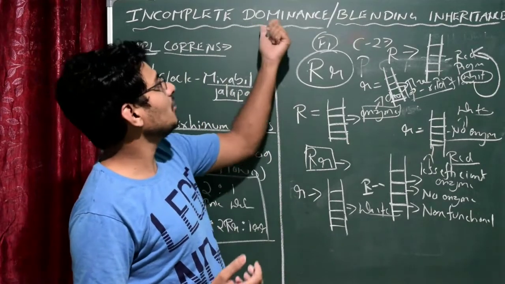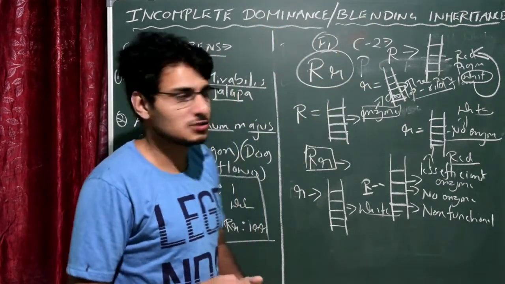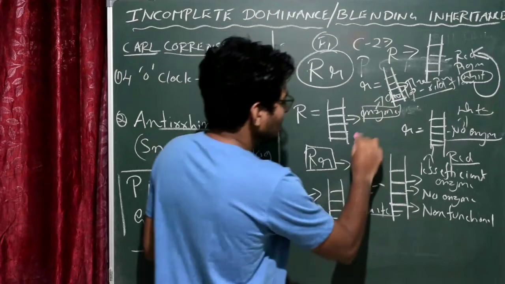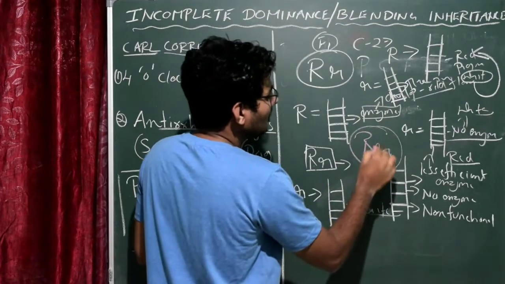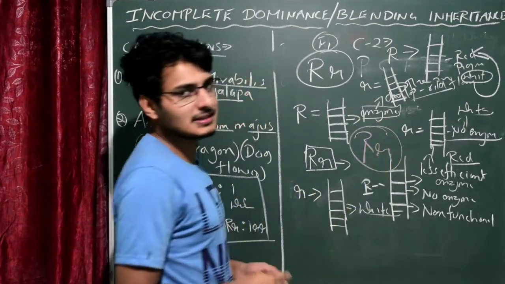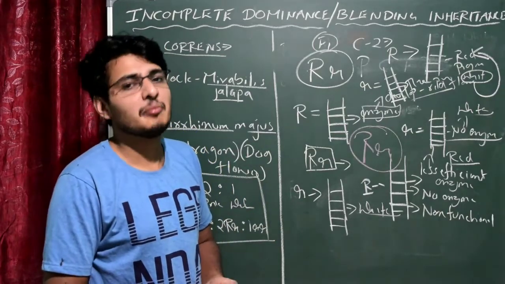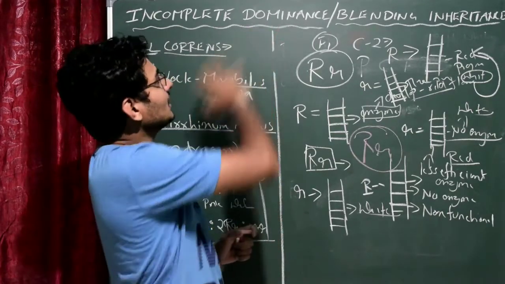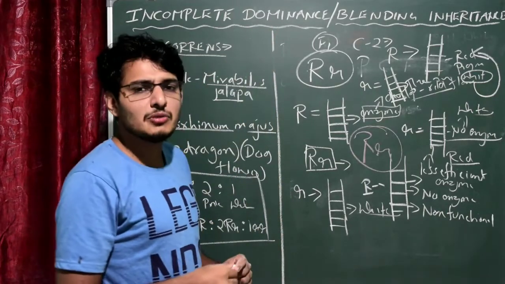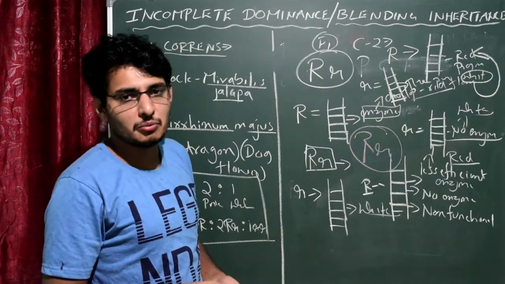This is called incomplete dominance or blending inheritance. What is the meaning of blending here? In the heterozygous condition, the capital R blends with the small r. As a result, you see a different intermediate character of their parents. So that's all about incomplete dominance. I'm going to give you some problems based on incomplete dominance. Please solve them.